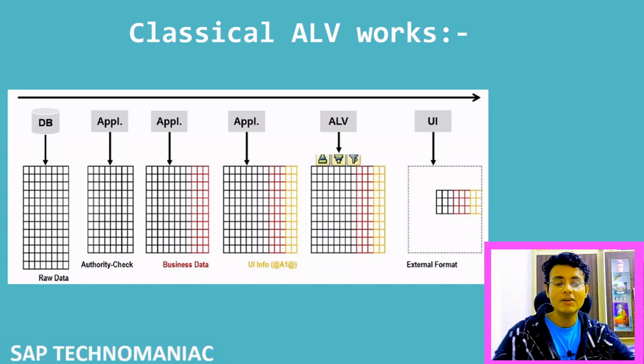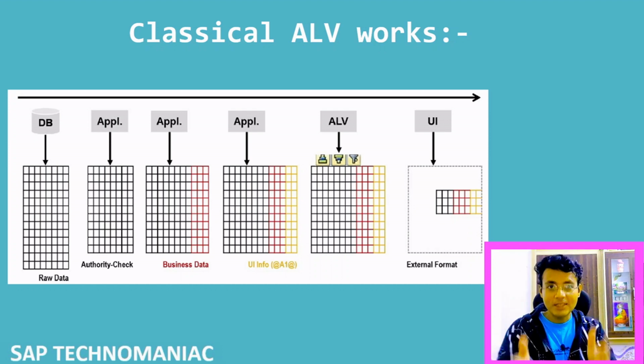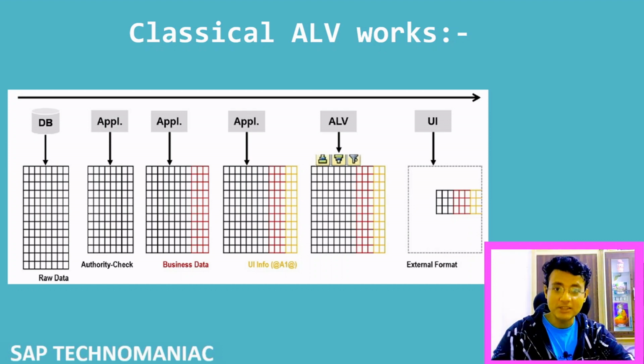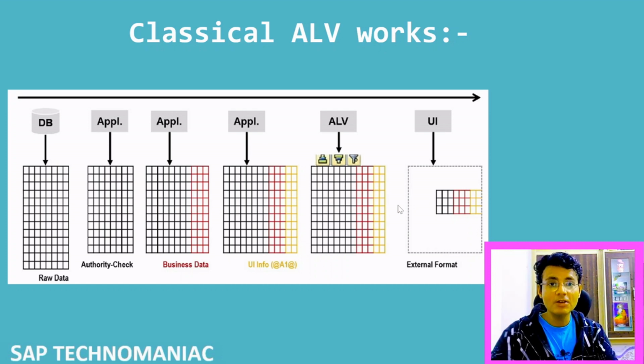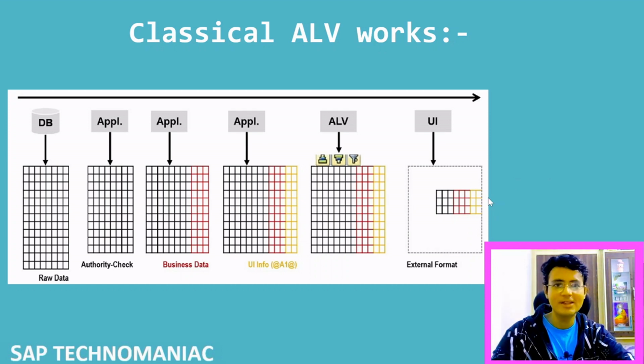After adding that data, finally we can add some UI elements, like checkboxes or radio buttons, that we want to display along with our data. That also will be done at the application server. After all this, everything is passed to the ALV services. As per the user requirement, they will sort or filter the data, and finally only a tiny part of the data will be displayed here.